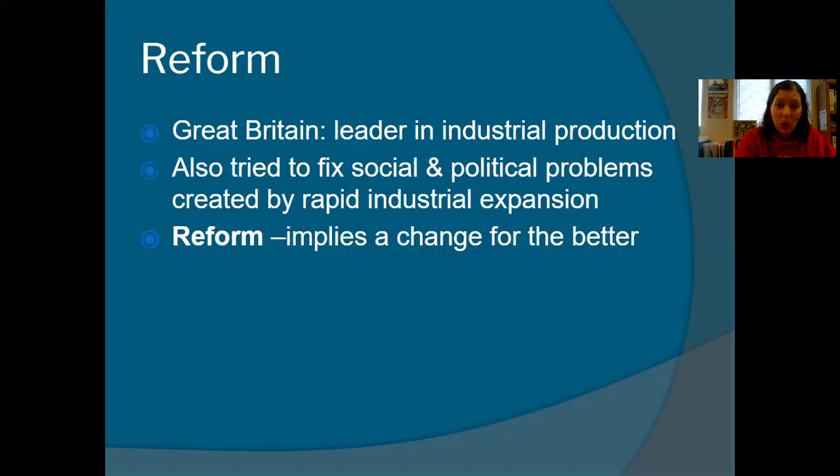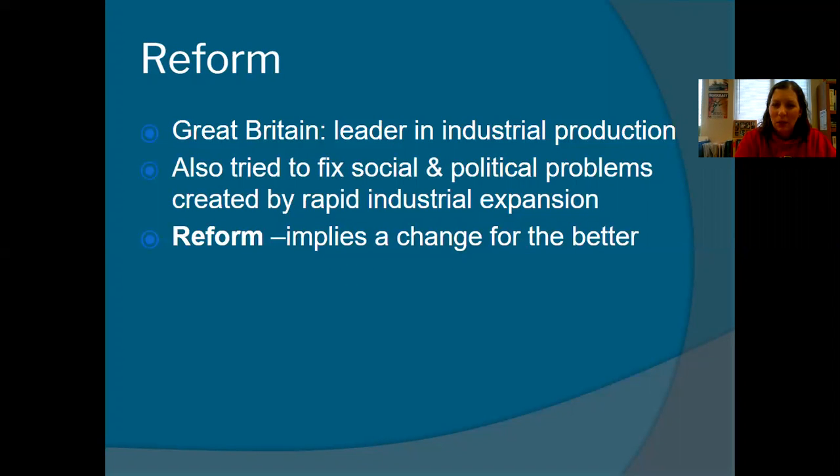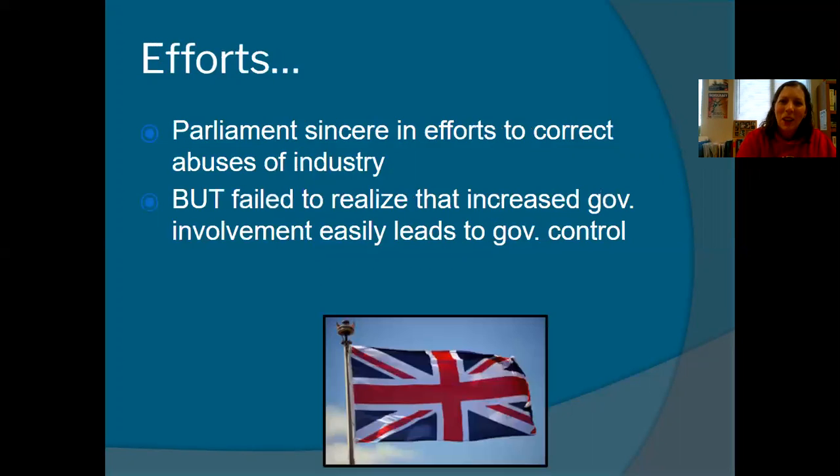So a simple definition of reform is that it implies a change for the better. Okay? So making something better than it was previously. All right, let's go back to that for just a second. I know some of you are trying to take notes, hopefully. And hey, feel free to pause along the way if you need to.